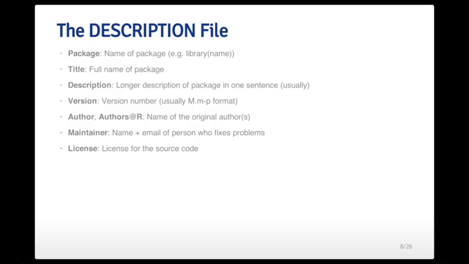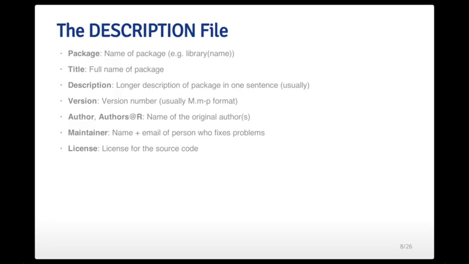And then the version number, which is usually in the format of a major number, dot, minor number, dash, and then patch level. It doesn't have to be in that format, but that's common. Then the name of the author, so this could be the person who wrote the original code. It may not be you if someone else wrote the original code, but it could be you.